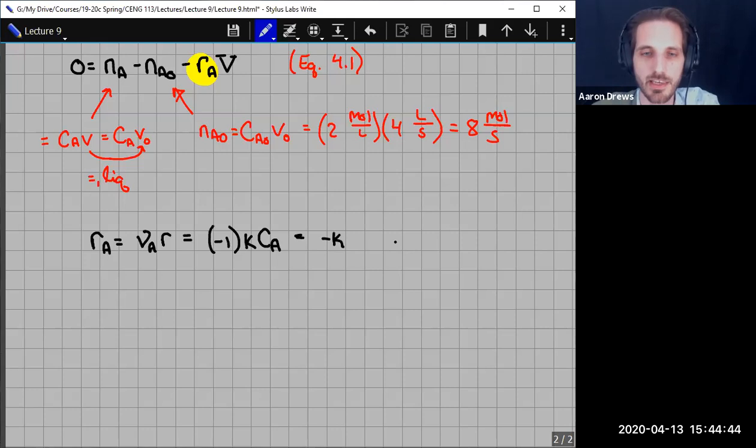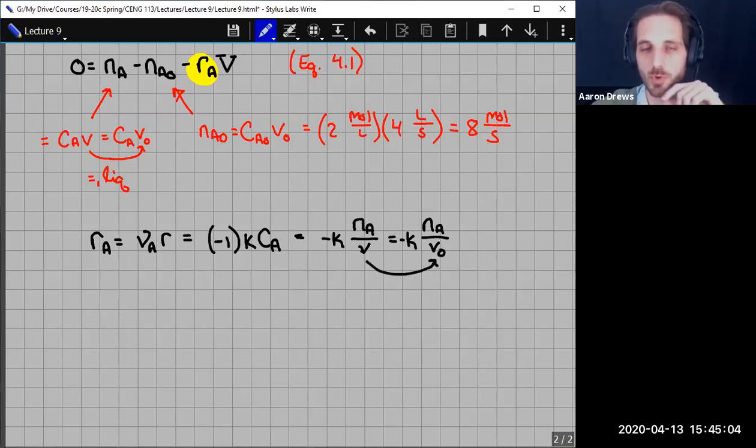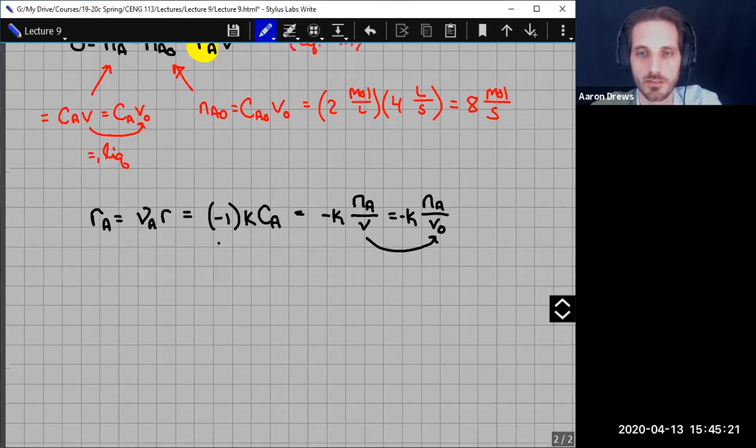So this is equal to minus K C sub A. C sub A is equal to N sub A over V, right? And that just comes from our definition of concentration. And so this will be equal to minus K N sub A divided by V0. Why divided by V0? Because again, it's a liquid, so V is going to be equal to V0. And I'm showing every step of that calculation because eventually when we come to gases, that will no longer be the case, and we will no longer have the ability to say V is equal to V0. So I'm pointing it out every time we do it here so that it looks more obvious to you.